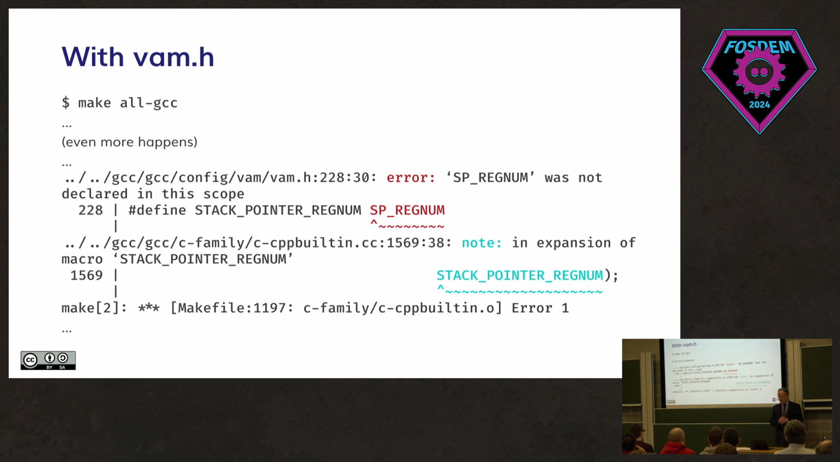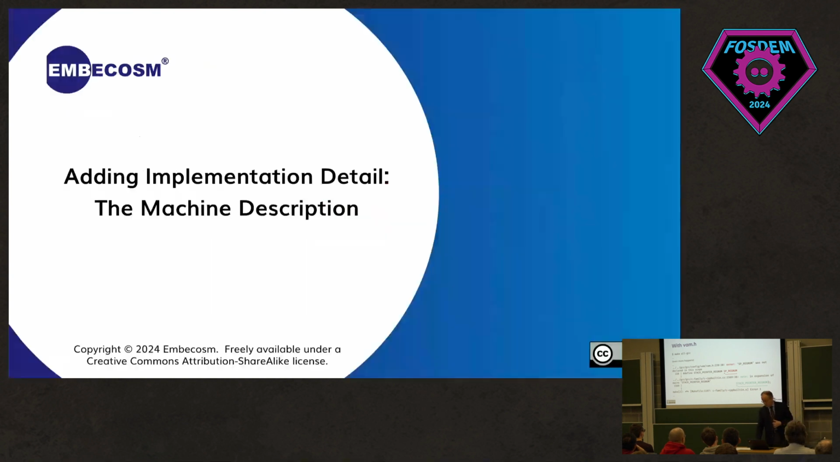So we say make all GCC, and even more happens, and then it complains that it can't see SP reg num. Now you think, didn't I define a stack pointer? I did, but the point is this is not SP reg num as known by a header, this is SP reg num from the machine description. So some of these things are not defined in the header, they're defined in the machine description.